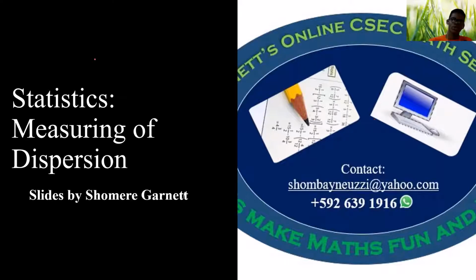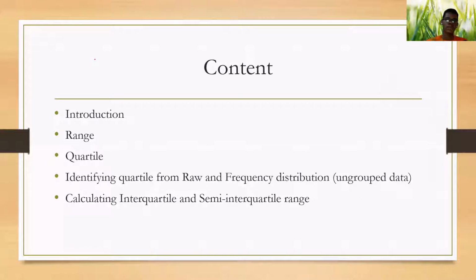So measures of dispersion, like central tendencies, are just values that tell you something about your data set, right? And what those values are. First I'm going to do an introduction as usual. Then we're going to look at some measures of dispersion, which are range, interquartile range, and semi-interquartile range. Those three are the measures of dispersion. And you can't talk about interquartile range and semi-interquartile range without getting into quartiles, which we will get into before we get right.